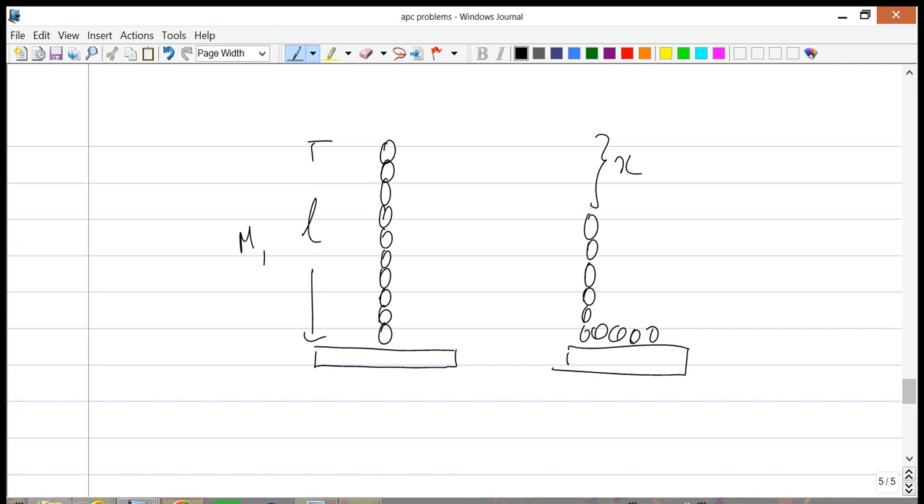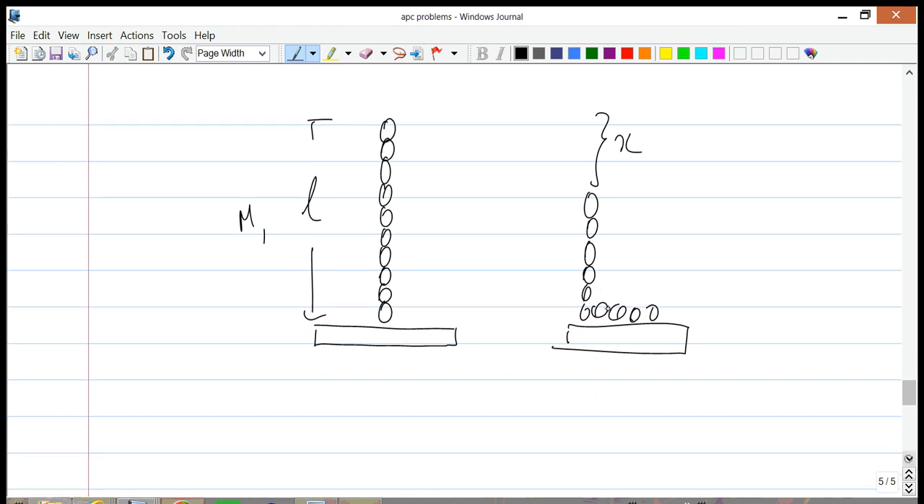So it's a problem that involves a change in mass in the situation rather than a change in velocity. Now what you've also been told is that each link in the chain comes to rest as soon as it lands on the surface.